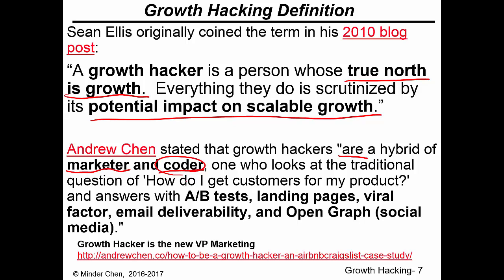A growth hacker looks at a traditional question, how do I get customers for my product, and answers with activities such as A/B testing and creating an attractive landing page. A landing page is the web page on your website where you bring users if you put out an online ad and people click on that link. They also work on how to increase the viral factor, and communicate with the user by email. The open graph here stands for some kind of social media. Take advantage of social media to spread the word around.